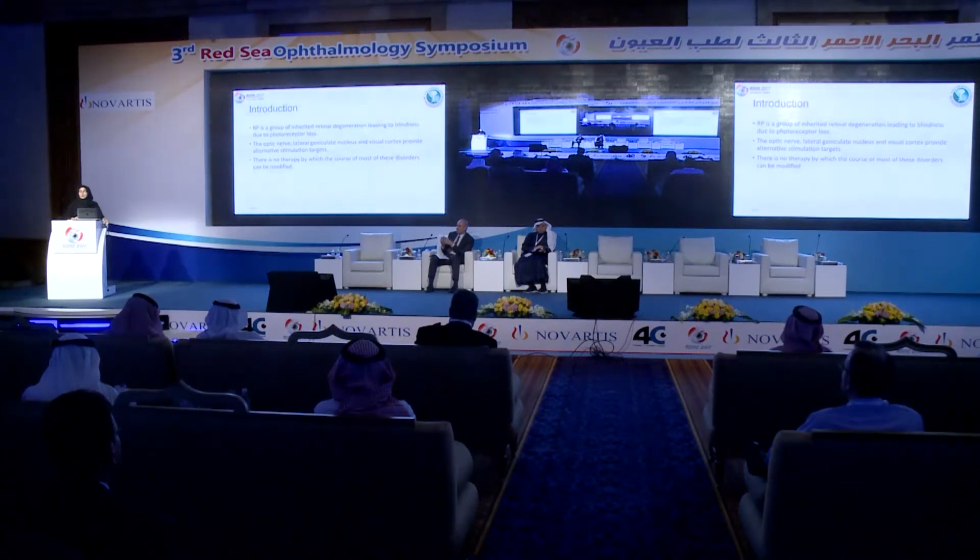Retinitis pigmentosa is a group of inherited retinal degenerations leading to blindness due to photoreceptor loss. The optic nerve, the lateral geniculate nucleus, and the visual cortex provide alternative stimulation targets. There is no therapy by which the course of most of these retinal disorders can be modified. Several different approaches to restore sight to blind patients from retinal degeneration, mainly due to retinitis pigmentosa, are currently under investigation or starting to be used.